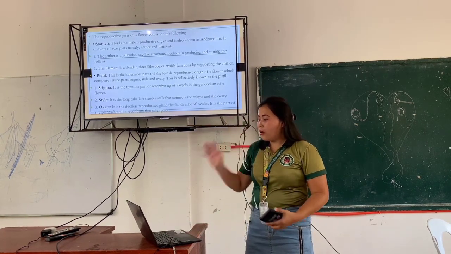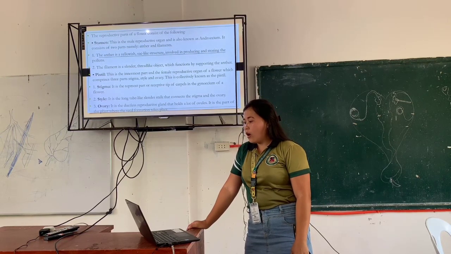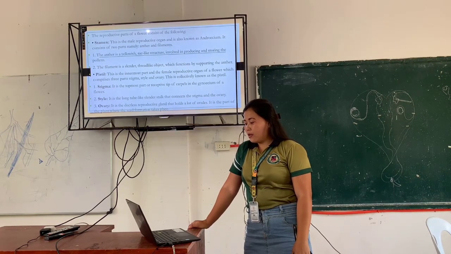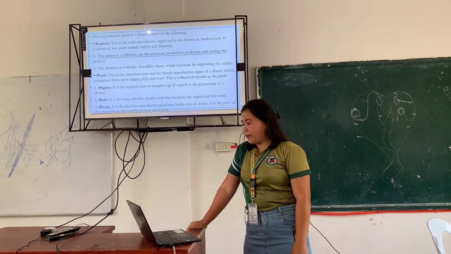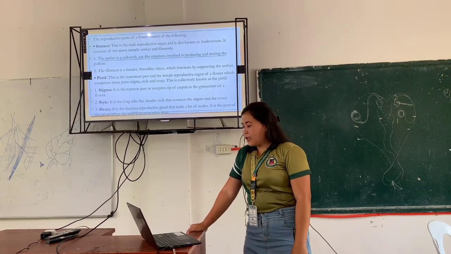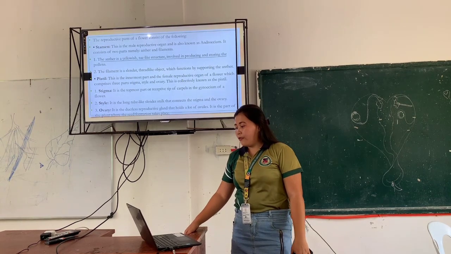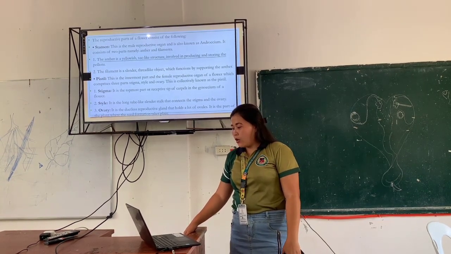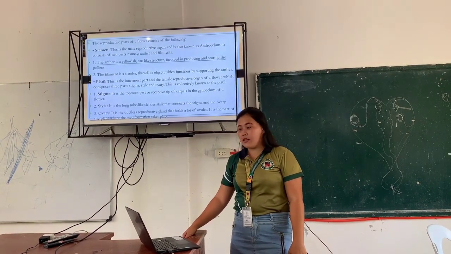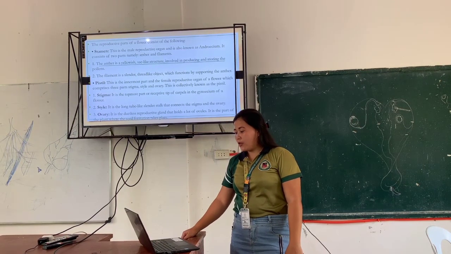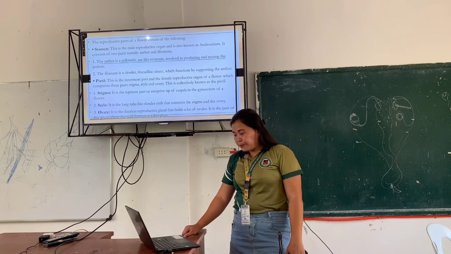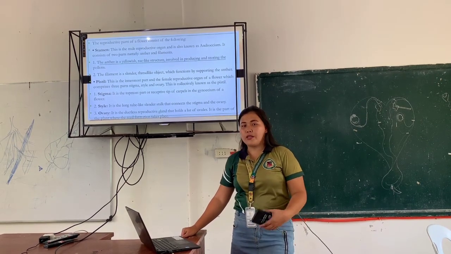Then the reproductive parts of a flower consist of the stamen and pistils. The stamen is the male reproductive organ, also known as the androecium. It consists of two parts, namely the anther and filament. The anther is a yellowish, sac-like structure involved in producing and storing pollen. The filament is a slender, thread-like object which functions by supporting the anther.